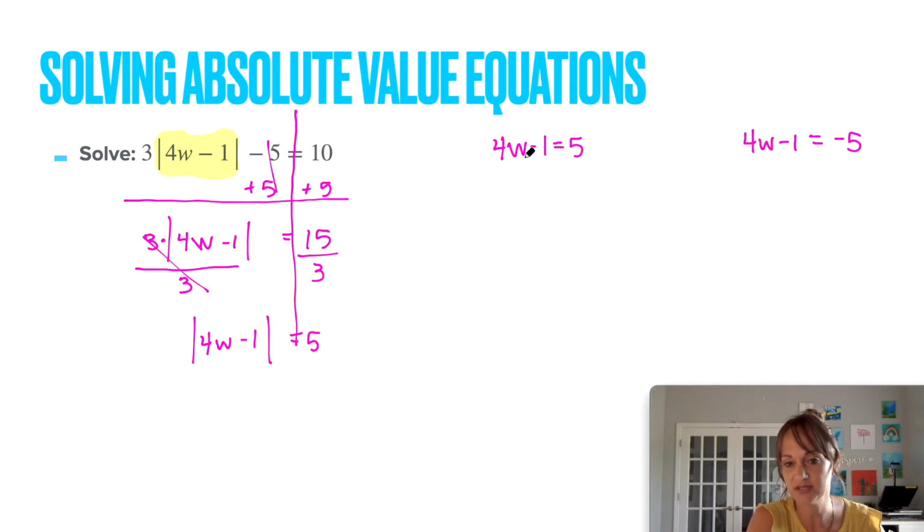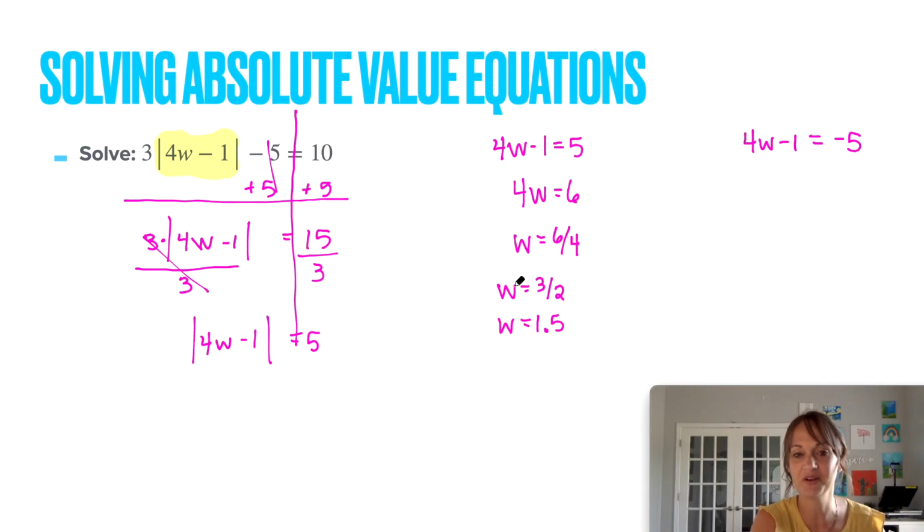In this case, in order to solve for w, we would first add 1 to both sides, and we'll get 6, and then we'll divide by 4, and we'll get 6 over 4, or you could say it was 3 halves, or you could say it was 1.5. Either one of those will work.